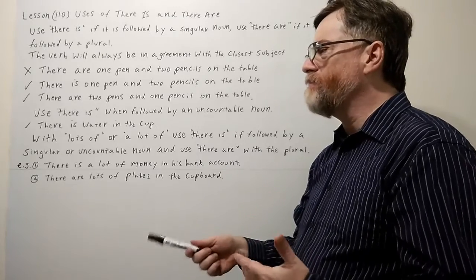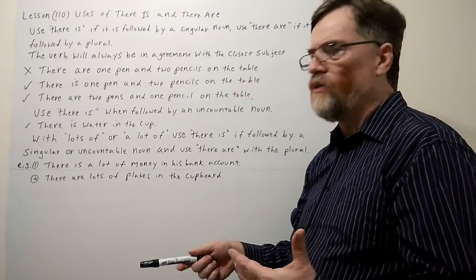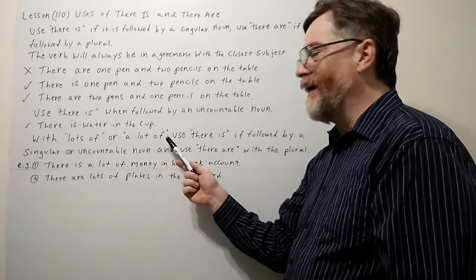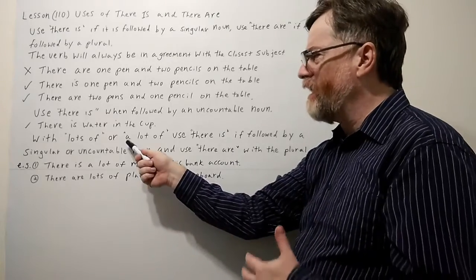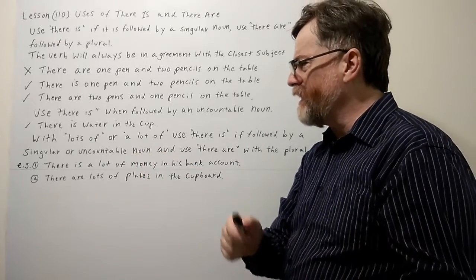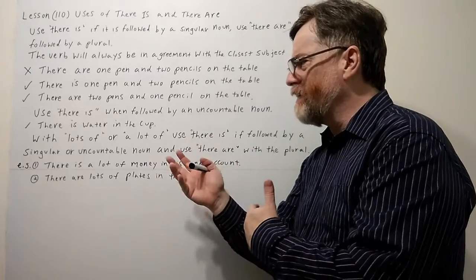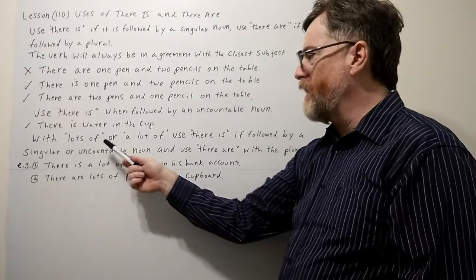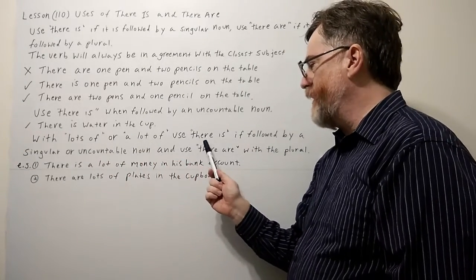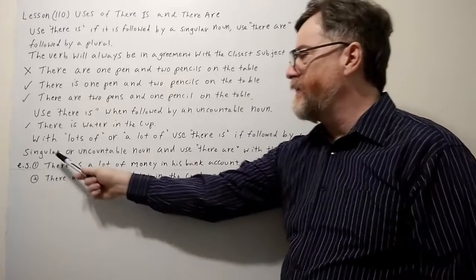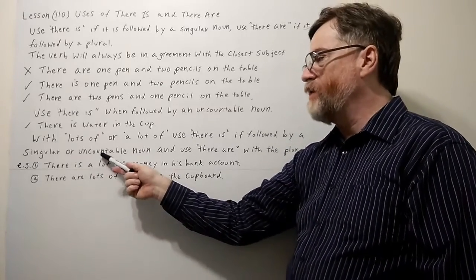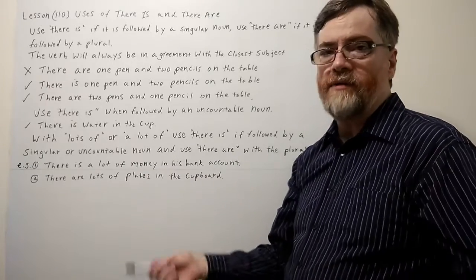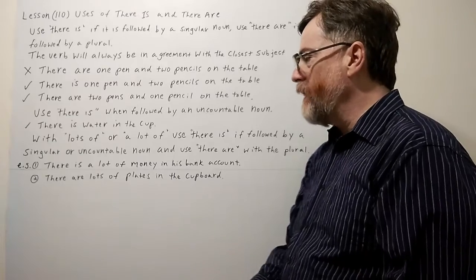Okay, another part that sometimes comes up is students get confused when using there is with lots of or a lot of. And they think, well, there's an s here, so should I be using is, but yet sometimes the subject is plural. Well, let me try to explain it. With lots of or a lot of, use there is if followed by a singular or uncountable noun, pay special attention to the uncountable noun, and use there are with the plural.